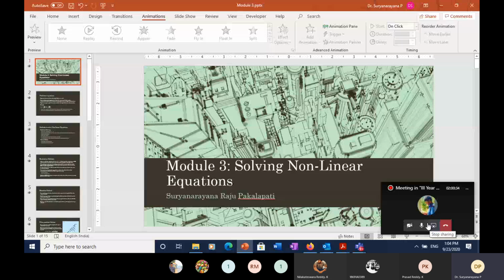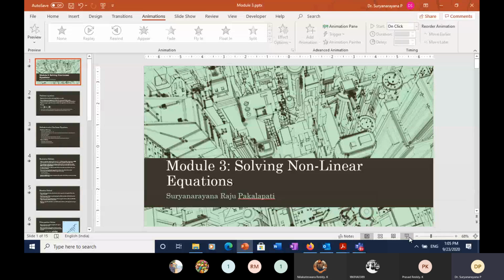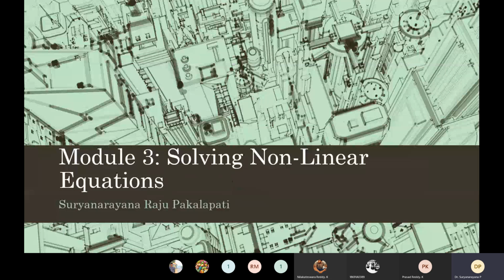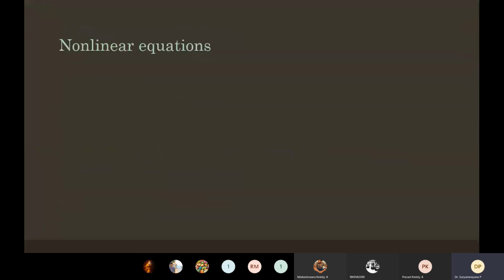So today we'll start with module 3, which is on solving nonlinear equations. Okay, so before we get into solving nonlinear equations, the question arises, what is a nonlinear equation? So, for you guys, what is a nonlinear equation? Generally speaking, a nonlinear equation, if you have a simple equation like this, let me write.